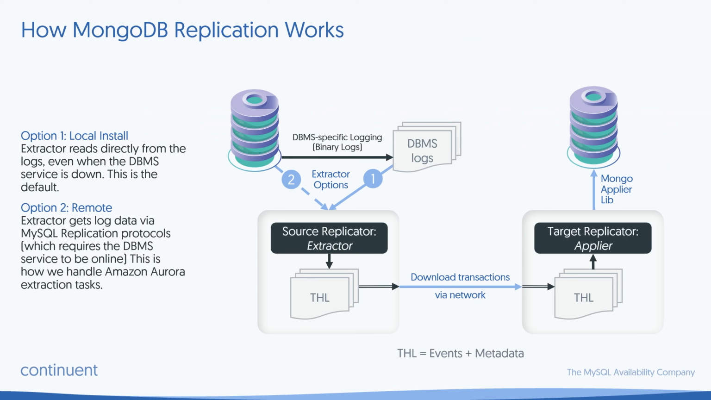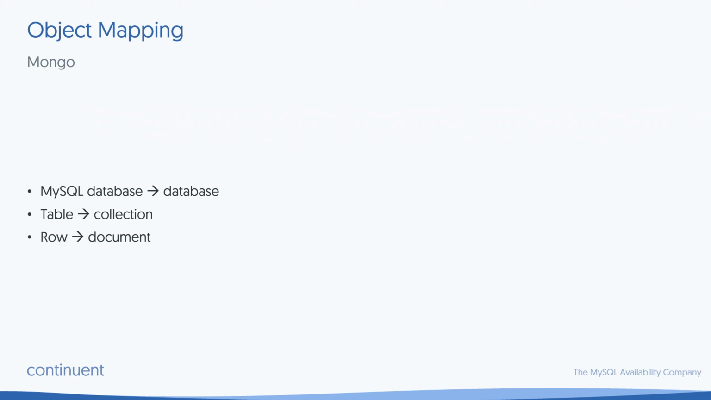Now we do only replicate data. Obviously, structural changes in Mongo are not really a thing anyway. So part of the process is any DDL that happens in MySQL is dropped, and we're just literally replicating all of that DML.